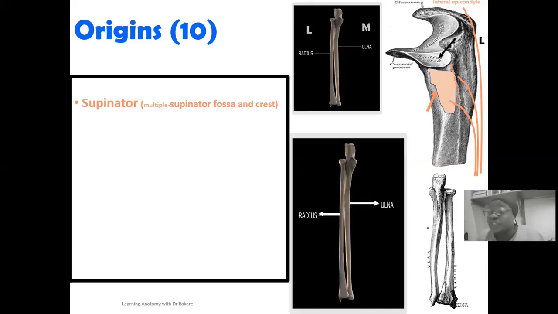But it is important for us to note at this point that this supinator fossa and the supinator crest create the site of origin for the supinator muscle, and this is what is represented here in this image. So in case during examination the supinator fossa is marked and we're asked to state the muscle that is related to this region, we should know that it is the supinator muscle.